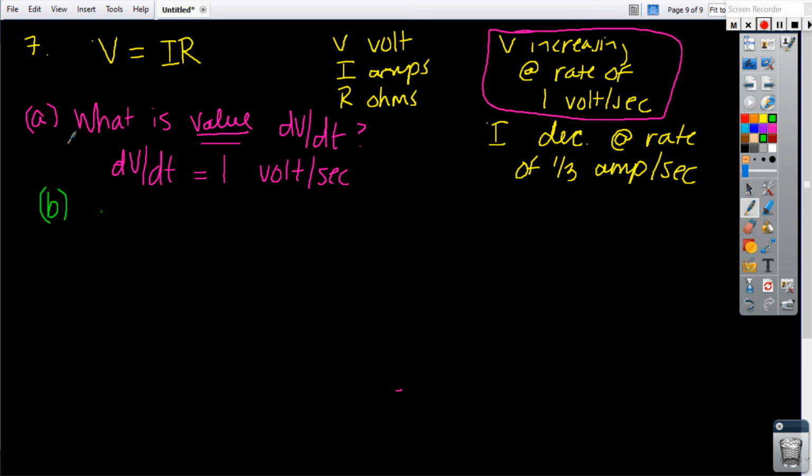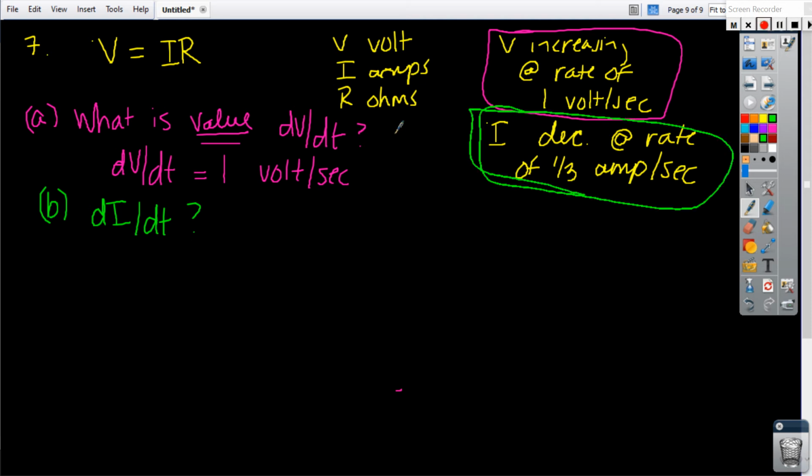Part B says, what is dI dt? Again, given to me in the problem, I is decreasing at a rate of 1/3 amps per second. Well, okay, dI dt is negative because it's decreasing 1/3 amps per second, okay? Nothing too terribly hard. Again, this is just walking you through setting up what you know instead of having you list it out on your own there, okay? Now part C.